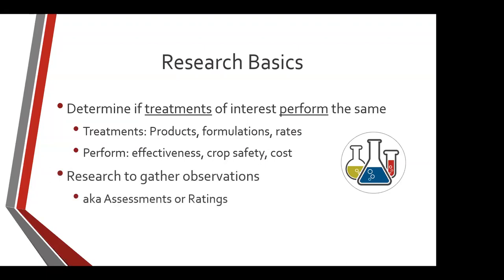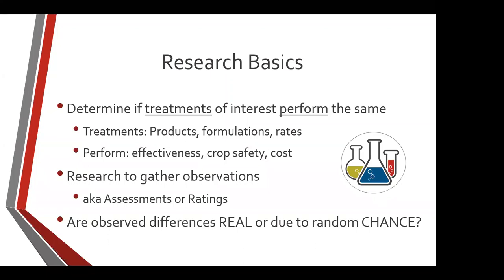Then we perform research, and those research trials are performed to obtain observations of treatment performance. In ARM, we typically call those assessments or ratings. But the question boils down to, are the observed differences due to the treatments, or are they due to just random chance? That's where we use statistics, and specifically the analysis of variance is what we would do to try to determine and answer that question.